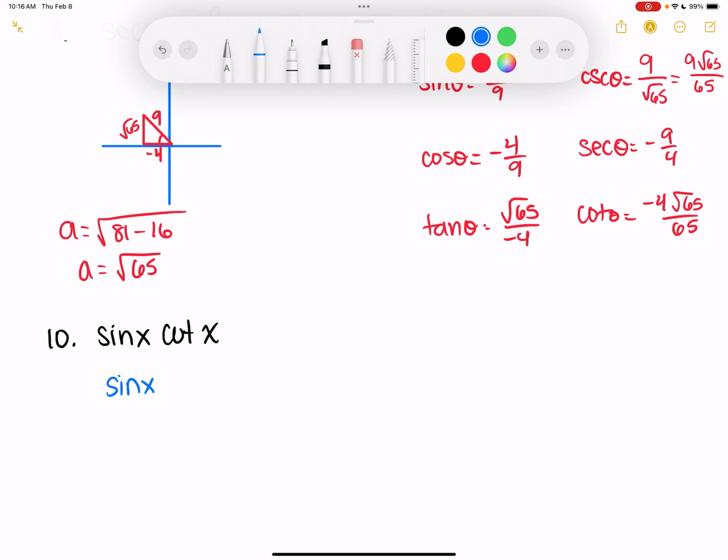Cotangent theta equals cosine theta over sine theta. Yep, cosine. So in this case we have x's, but if you were to switch it to thetas, that's fine, or if you want to switch the ones in the notes to x, that's totally fine too. So sine of x times cosine x over sine x, because now I can cancel things. So the sine of x cancels, and I would be left with cosine of x.